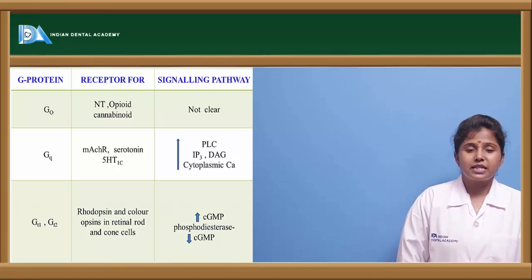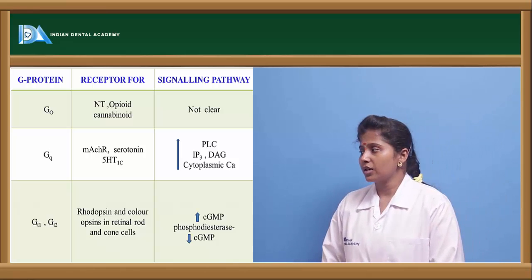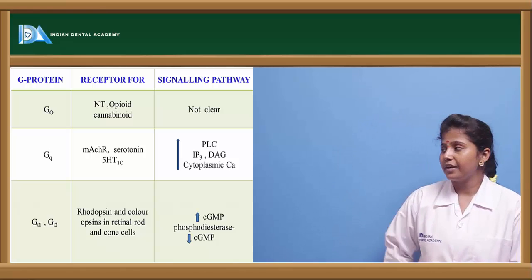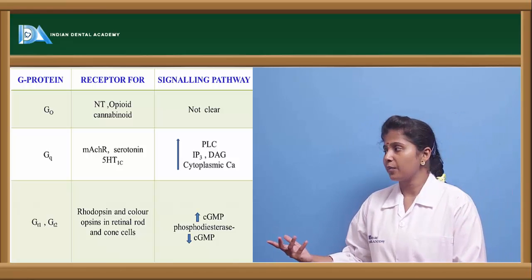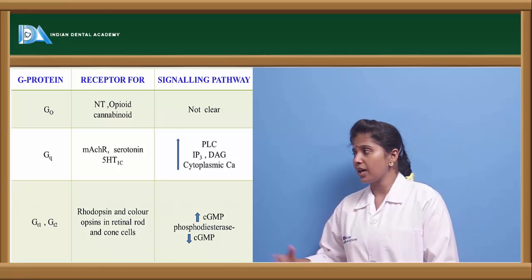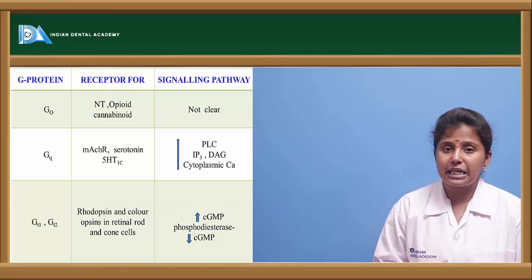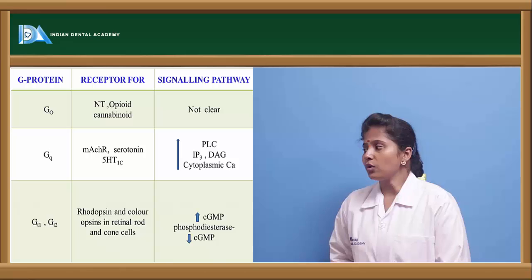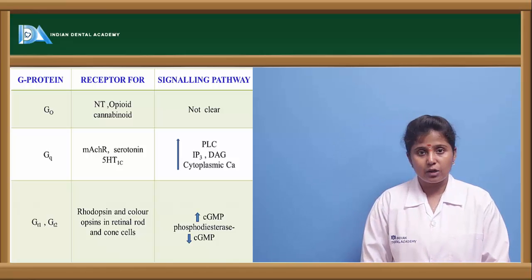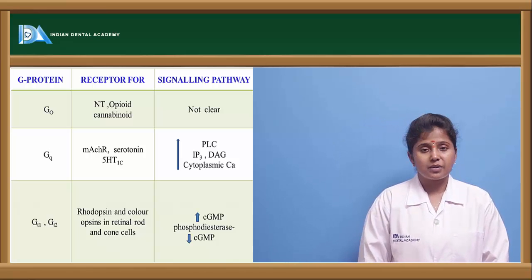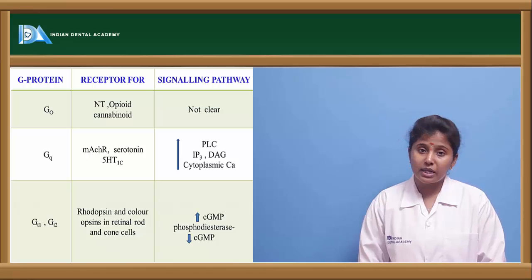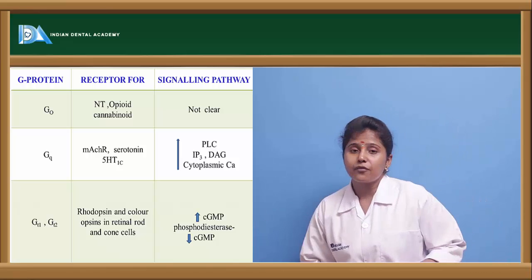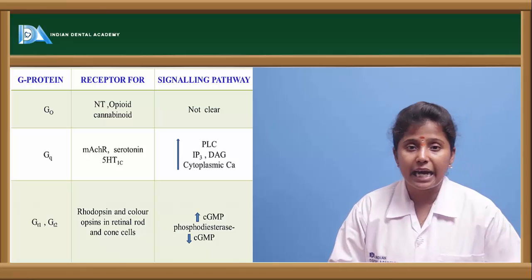The other types of receptors are the NT type of receptors, opioid type of receptors and cannabinoid type of receptors, where the signaling pathway exactly is not known. And if we see Gq type, which are present in muscarinic acetylcholine receptors and serotonin receptors, especially 5-HT1C type of receptors, they follow the IP3 and DAG pathway.